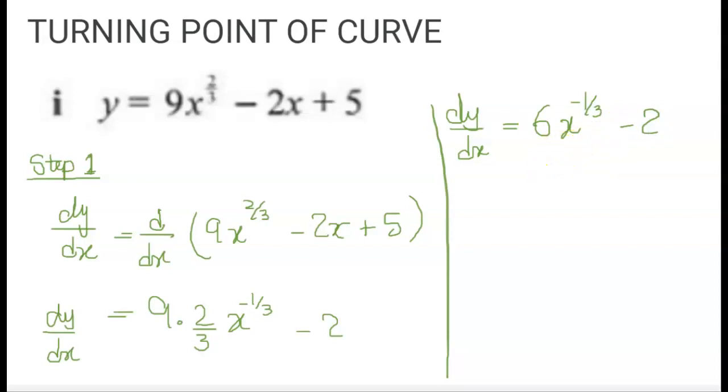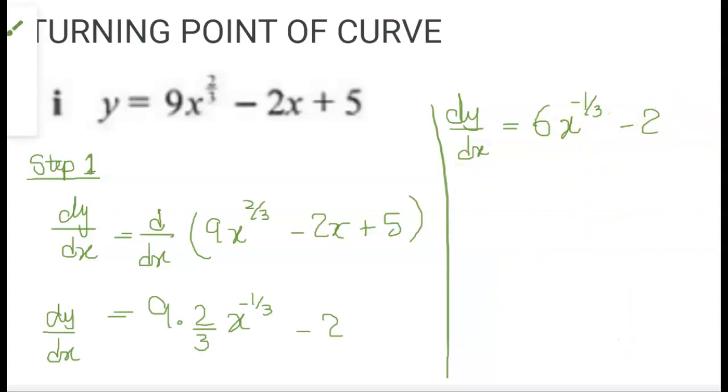Now with the first differential, you need to find the point first. At the turning point, which is either up or down, the dy over dx is 0. There is no change. This is called a stationary point. Turning points are stationary points. So that has to be 0. So you need to put the first differential equal to 0.